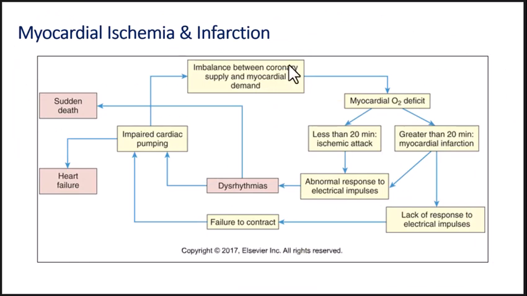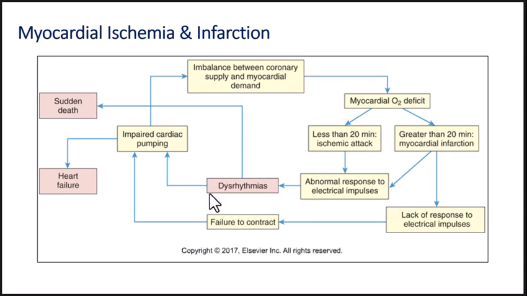All right, let's put some of this together. If there's an imbalance between coronary supply and myocardial demand, we can be left with an oxygen deficit to the myocardiocytes that make up the heart muscle. If this deficit is less than 20 minutes long, it can be considered an ischemic attack. An ischemic attack can mean that the heart muscle doesn't respond properly to the electrical impulses sent to it, because remembering back to normal anatomy, in order for any muscle to contract, it first has to be stimulated by a nerve or by a nerve impulse. So an abnormal response can lead to an abnormal heart rhythm.